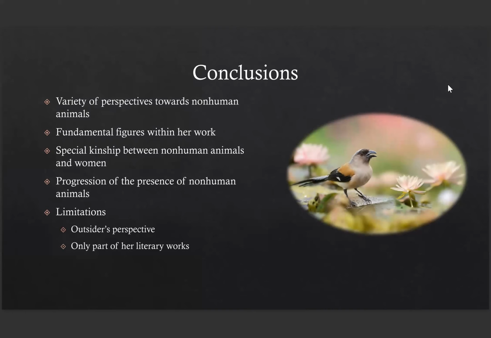In conclusion, this is a very, very brief overview. I could go on for a lot longer, but I'm going to stop here. As I have shown, I think that Atwood presents non-human animals through a variety of viewpoints, some of them quite innovative for her, considering that some of these novels are from the 70s. But she also falls into contradictions in how she portrays and represents non-human animals.